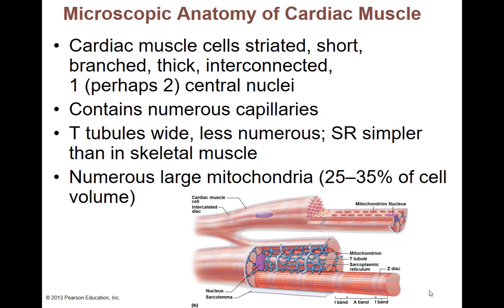We have to breathe it in. Oxygen. It needs lots and lots of oxygen. So your cardiac muscle tissue needs lots of oxygen to make lots of ATP, and it has lots of mitochondria that can do that.